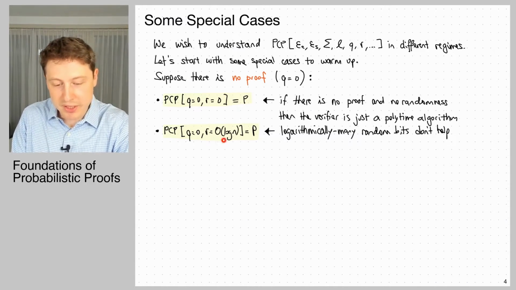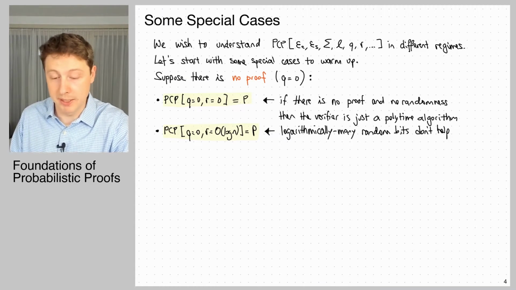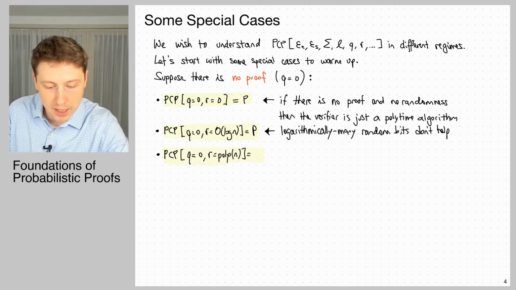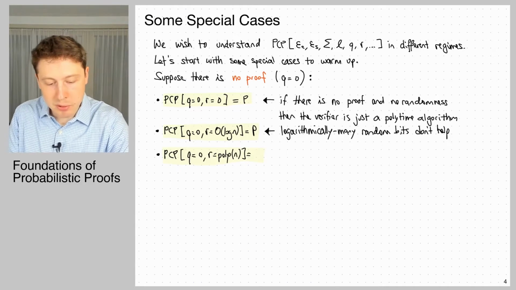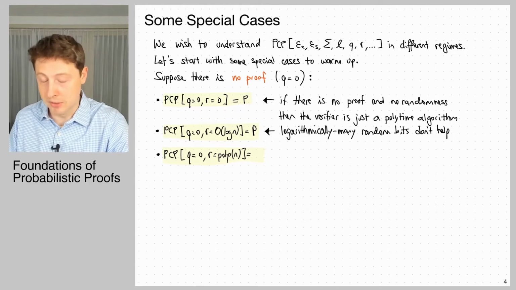But it is interesting because at some point we will have highly non-trivial statements where there is a logarithmic amount of randomness and a proof. On its own it is not powerful, but when you combine it with a proof, it will be extremely powerful. Okay, let's say that now I still give you no proof, but I give you as much randomness as you can handle. Which class is it now?